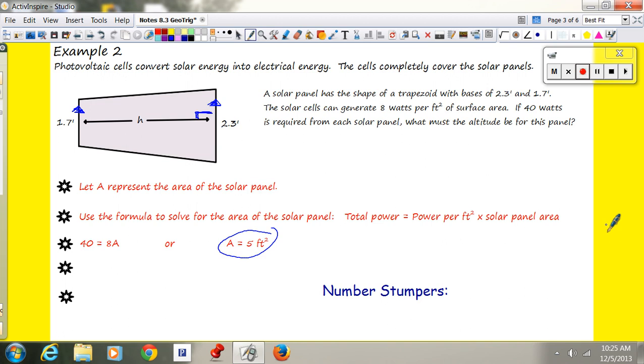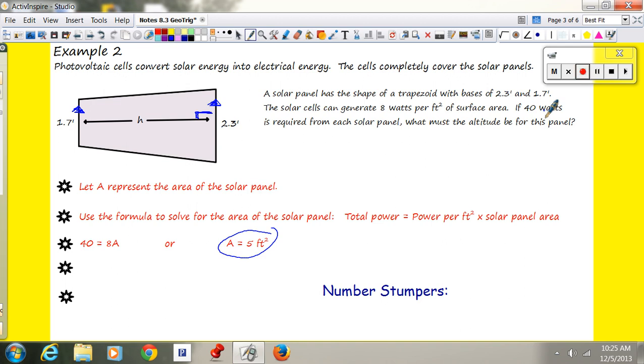Now think about how that works. If I have 5 square feet, and each square foot is 8 watts, then how many watts is coming out of that panel? 40 watts, which is what they told us right there. So that area has to be 5 square feet.